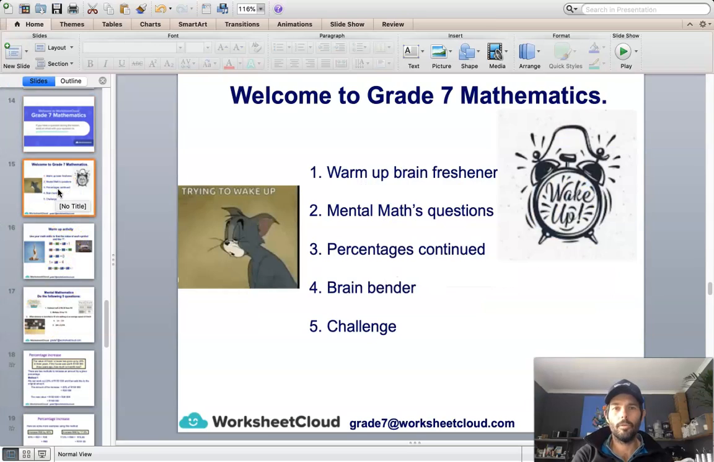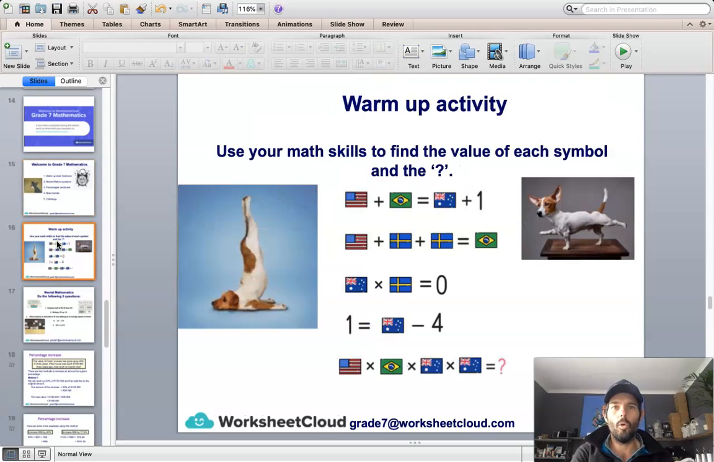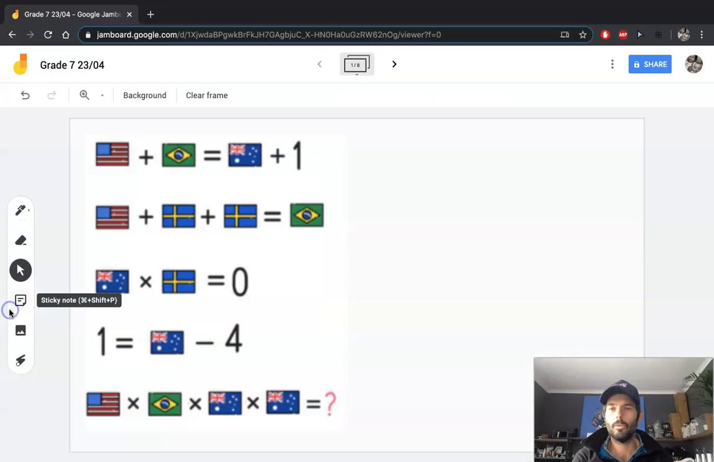So that's our schedule for today. Our usual warm-ups and mental questions based on previous topics, and then a couple of challenges for you to end off on. Okay, so there is your warm-up for today. You need to find the value of each flag, and then don't forget to find the value of the question mark at the end of the challenge. Right, good luck. Okay guys, well done for working through that.